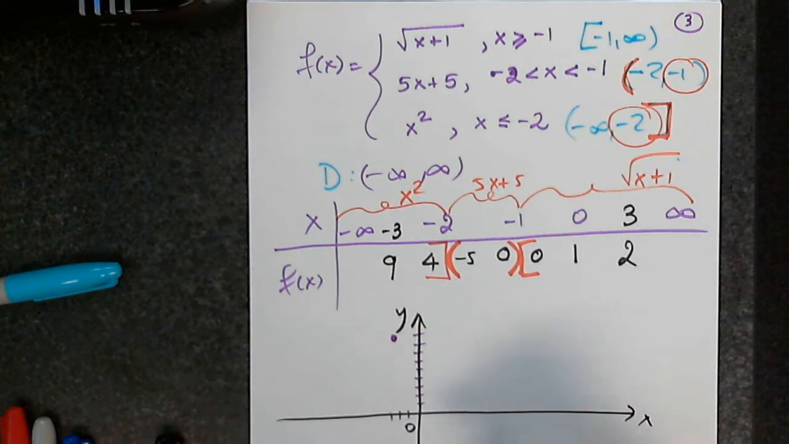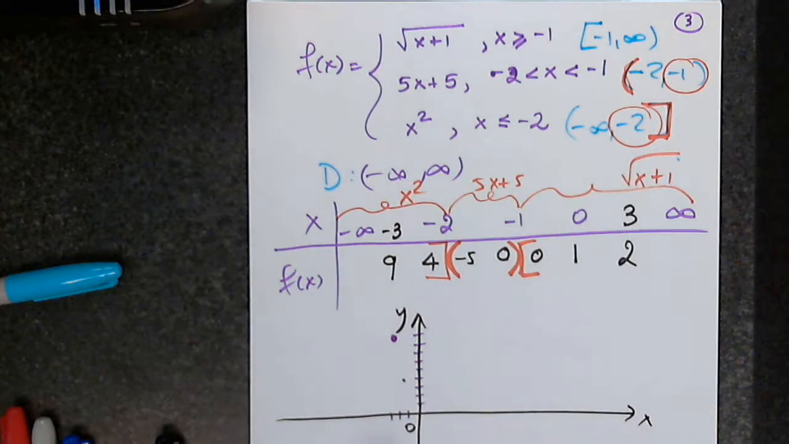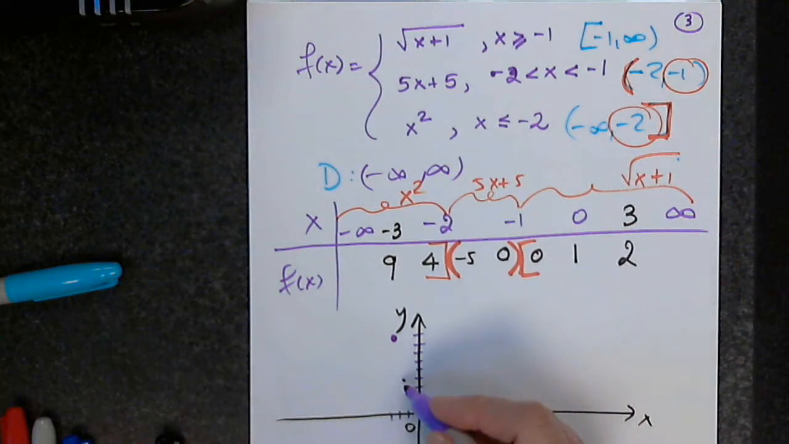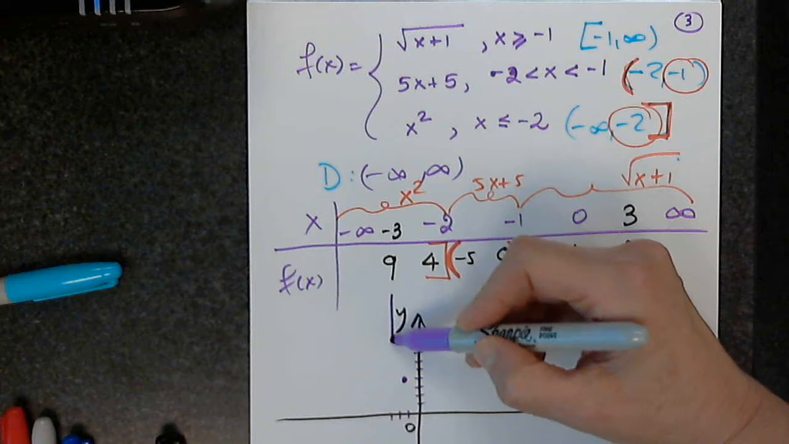I have -2 comma 4. Full point or empty point? This one. That's a full. Full. And remember, this is a quadratic function opening upward.